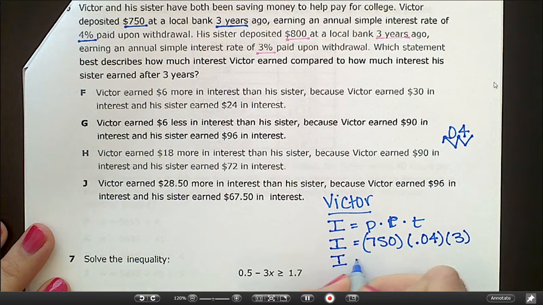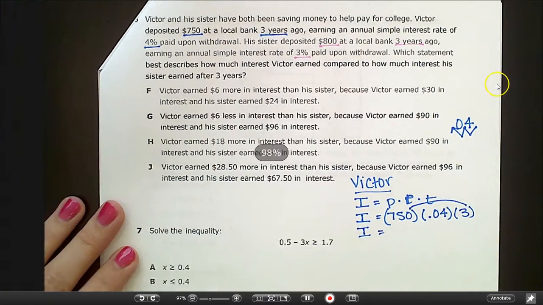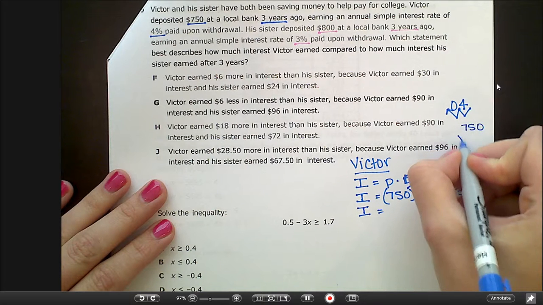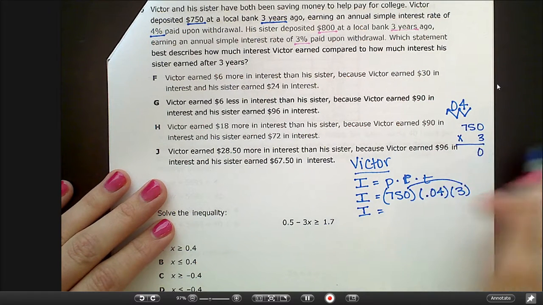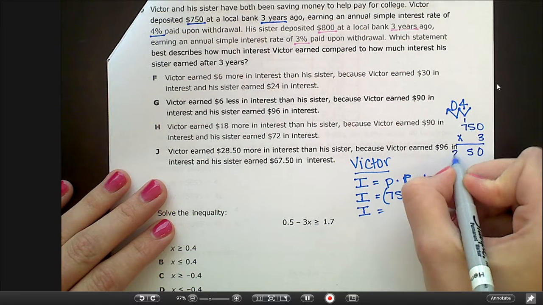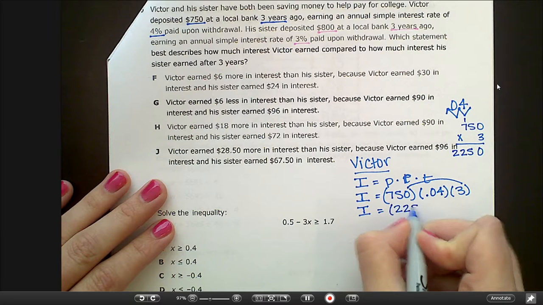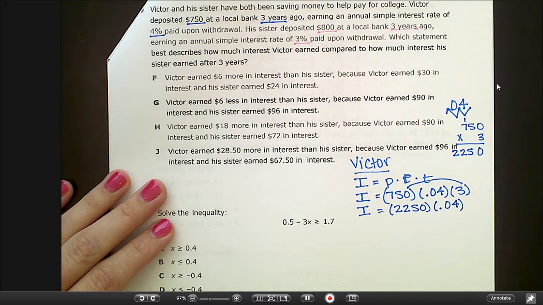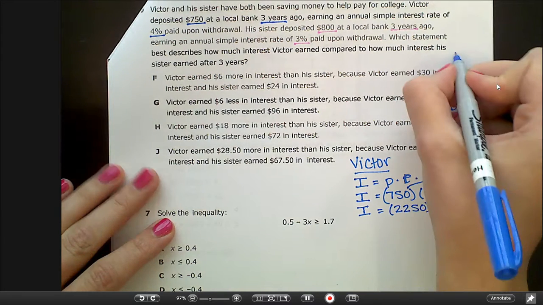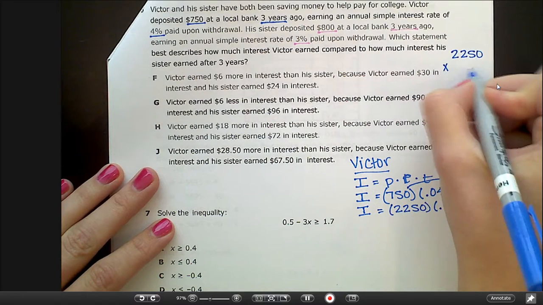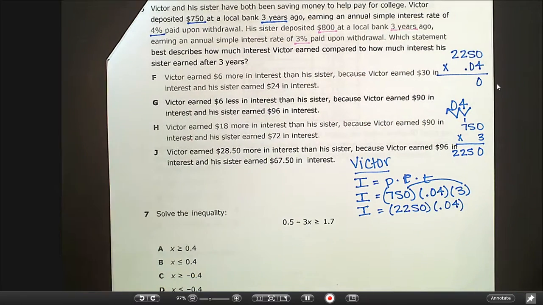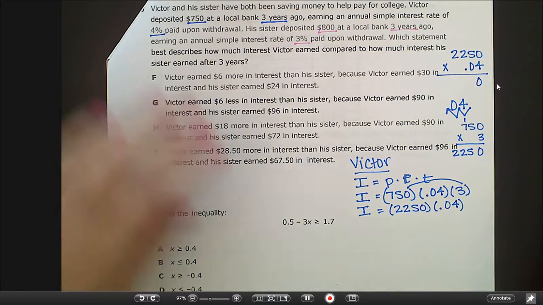So whenever I work this out, I'm going to multiply these 2 first. So let me zoom out just a little bit here. 750 times 3 gives me $2,250 times 0.04. So now let's take 2,250 times 0.04. Make sure that you have this work on your test correction sheet. I'm going to need to see that in order to give you all of your points.